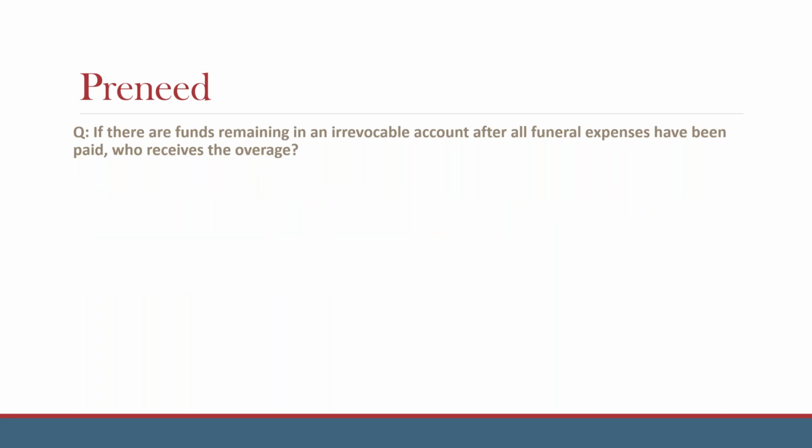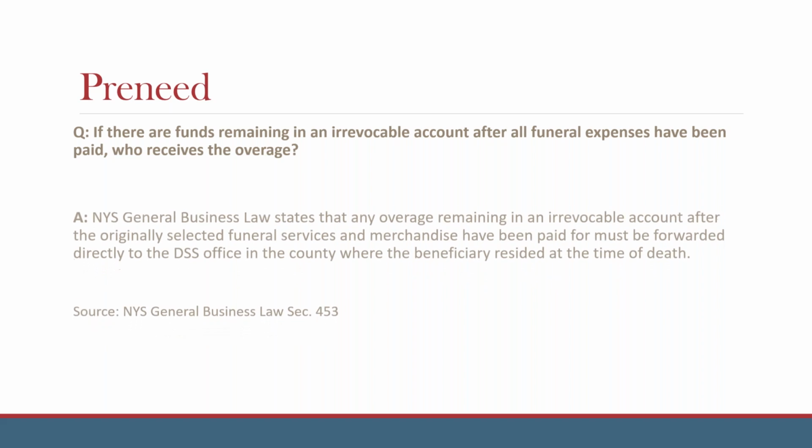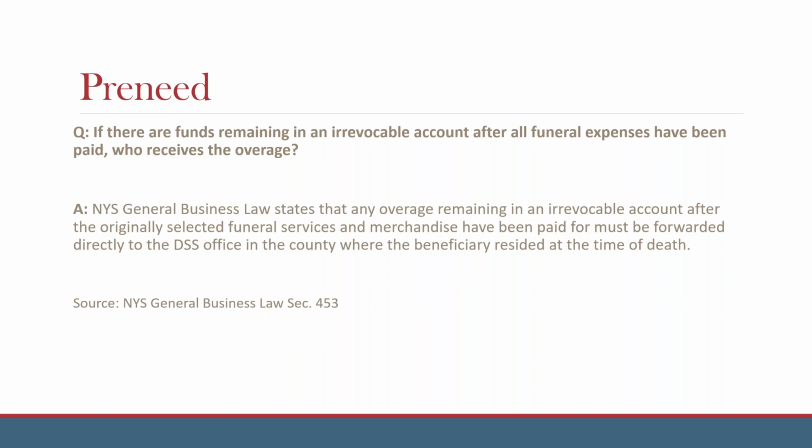All right, so now you have an irrevocable account. The person dies and there's money left over. It's known as the overage. So if that is the case, who receives the overage? Under the general business law, again, any overage that is remaining after all the selected funeral services and merchandise have been paid for must be forwarded directly to the DSS office in the county where the beneficiary resided at the time of death.